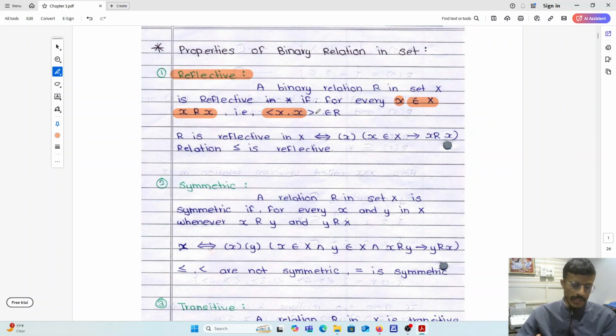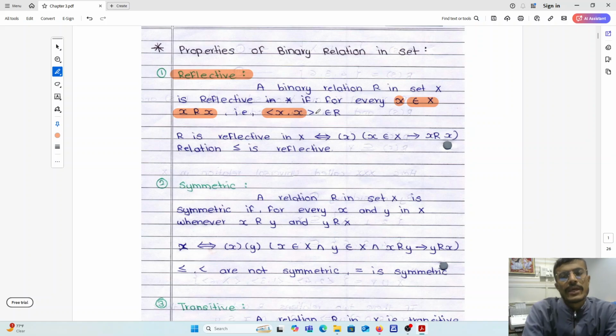For example, let us consider capital X equals {1, 2, 3}. That is the set given to you. Then the given set has a relation R with some ordered pairs: (1,1), (2,2) and (3,3). Because it contains 3 elements 1, 2, 3, each should be mapped with the ordered pair (x, x), giving (1,1), (2,2), (3,3). Then and only then it is called a reflexive property.